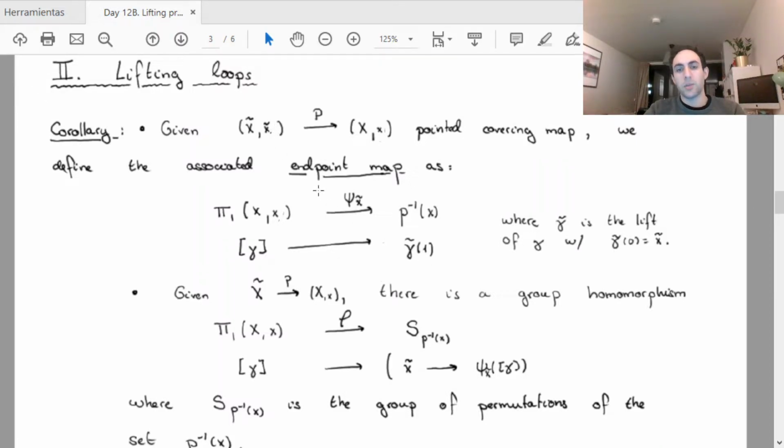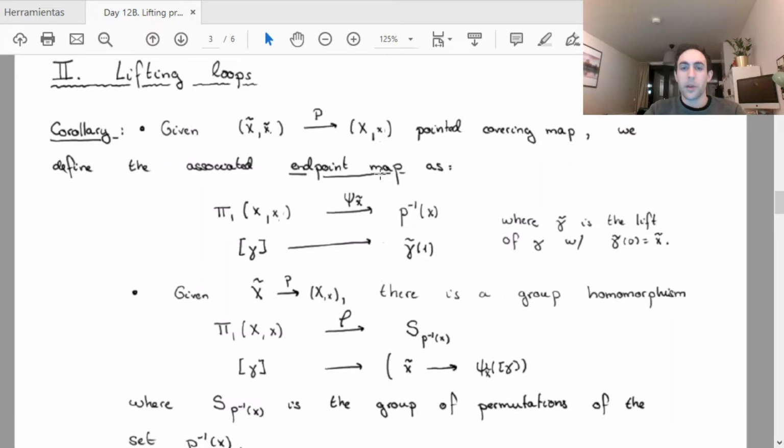what I can check is, sure, gamma tilde starts at x tilde, but where does it end? This is gamma tilde of 1, and out of this I define a map that goes from the class of gamma to the endpoint, to the fiber over x, right? Quite descriptively, I call this the endpoint map, but I don't think this is what it's called in Hatcher, so maybe don't use this in public, I don't know.